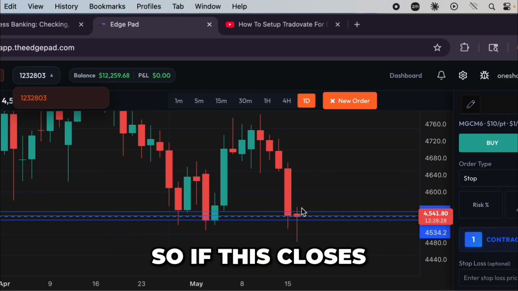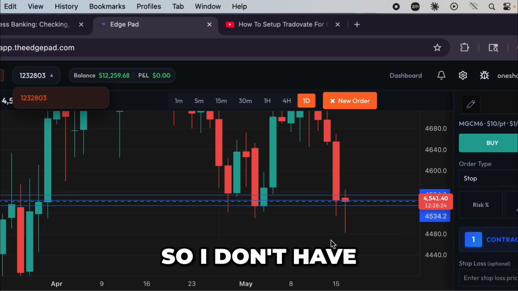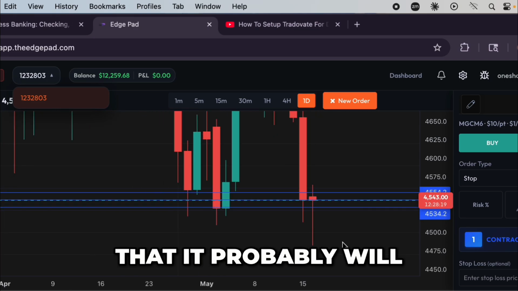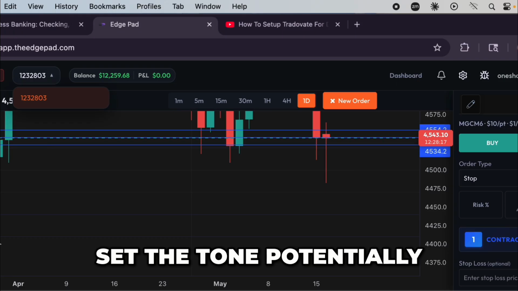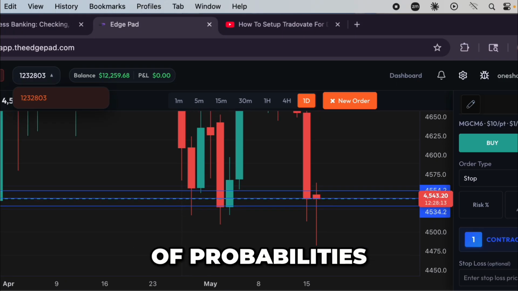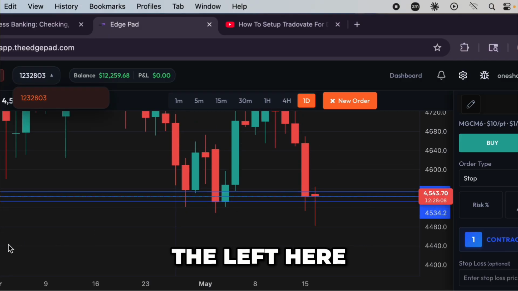So if this closes bearish in the day, and it's a Monday, so I don't have to be super aggressive here, then you can see that it probably will set the tone potentially to go back down here. Again, price can do whatever it wants, but I'm playing off of probabilities. Okay, so I look at the daily chart. I can see that there's clean traffic to the left here.